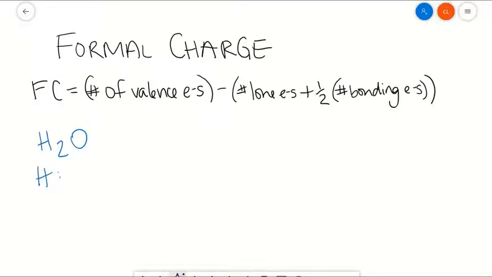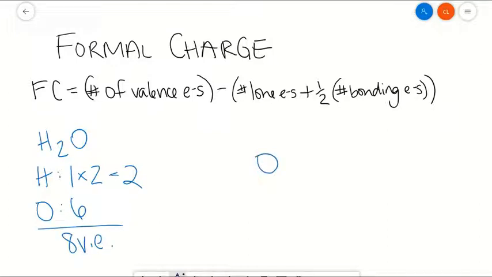Remember, each hydrogen has 1 valence electron, and we have 2 total hydrogens for a total of 2 valence electrons. Oxygen has 6, so we have a total of 8 valence electrons. 2, 4, 6, 8. All right, so here is our Lewis structure of water. The hydrogens are following the duet rule, oxygen is following the octet rule. Everybody is quite happy. These hydrogens are in the same kind of situation, so the formal charges of them are going to be the same.